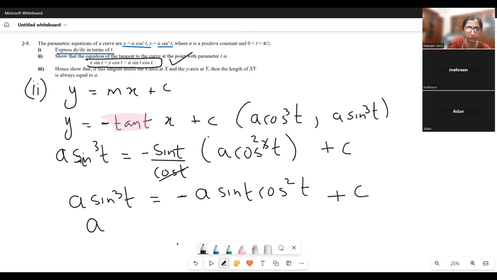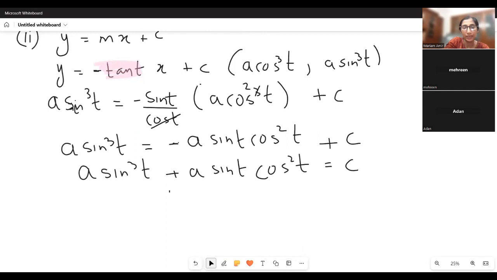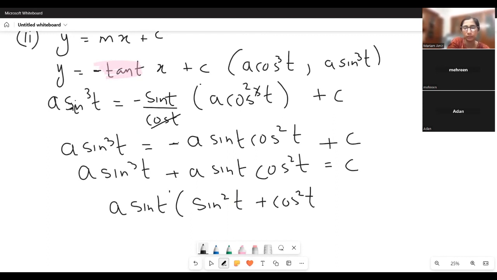I'm taking everything towards the left hand side except for c. So plus a sine t cos square t equals c. Okay, I'm going to take a and sine t common. Inside we get sine square t plus cos square t, which is 1. Sine square theta plus cos square theta is 1. So this becomes 1. So then c is a sine t.